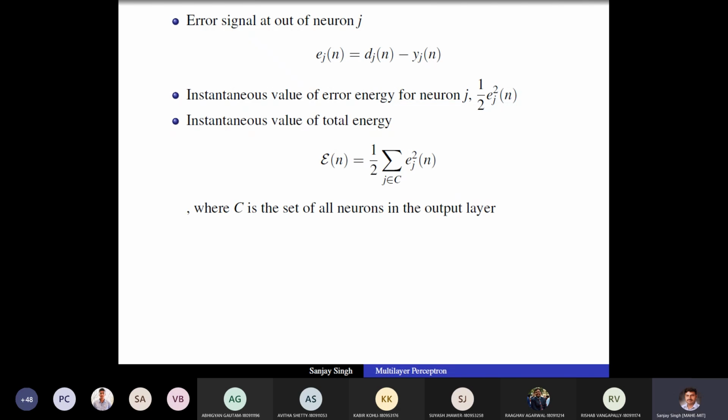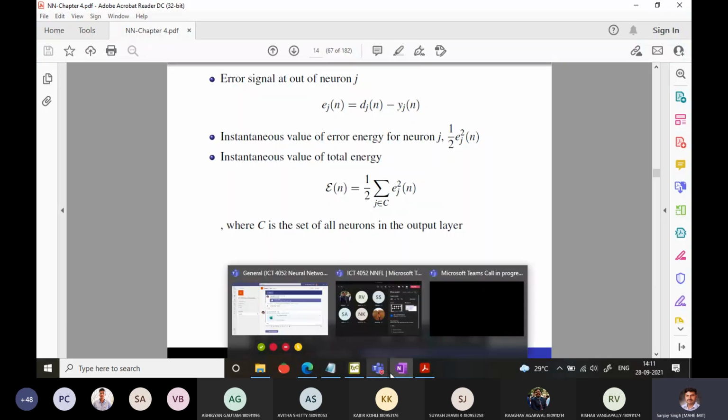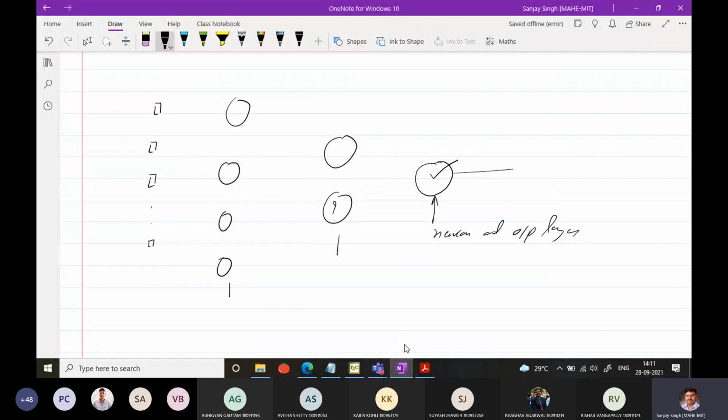When I say total energy, it means that in your output layer, it is not necessary that there is only one neuron. There can be more than one neuron also, right? So how do I find the total instantaneous energy over that time? So there is half, of course, and the sum of this energy across all the neurons. So when I say this, literally what I mean is, let's say that at this point in the output layer there is one more neuron. So the energy of this neuron plus the energy of this neuron. That's why it was mentioned like this.